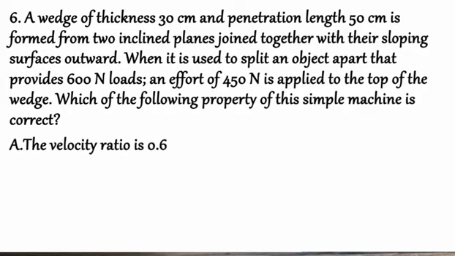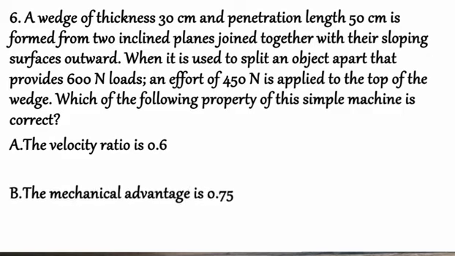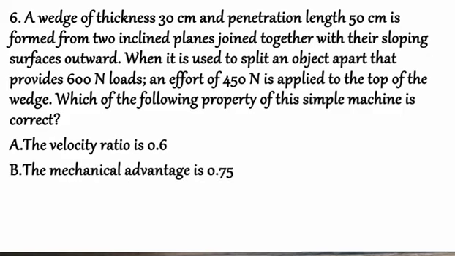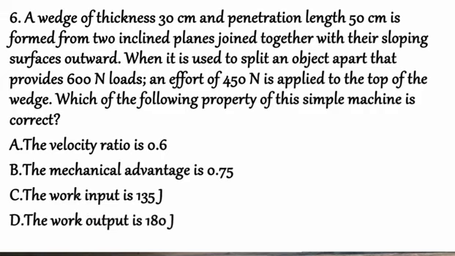A, the velocity ratio is 0.6. B, the mechanical advantage is 0.75. C, the work input is 135 joule. D, the work output is 180 joule.